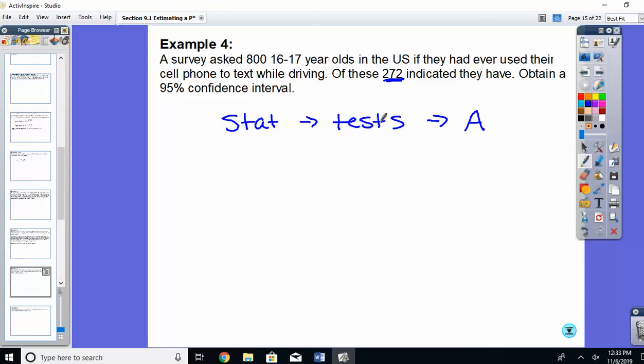An A? Like letter A, or there's an A over here? No, get out of that. You go to Stat, Tests, go all the way down, or just click to letter A. Okay, your X. Did everybody get into letter A? So now it should say X, N, C-Level, Calculate. So your X, we had 272.